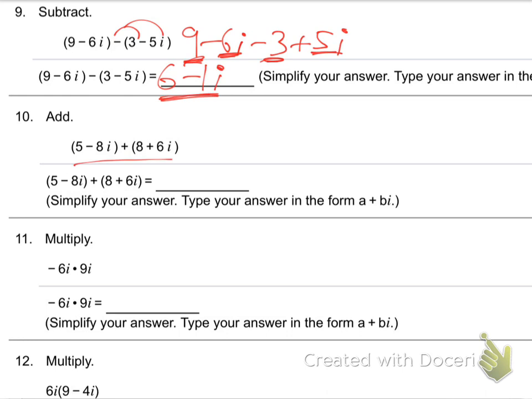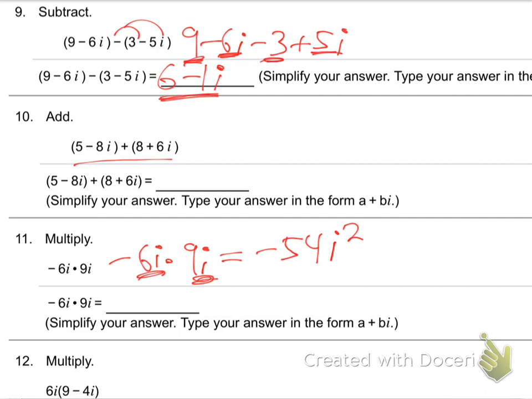The next one's simple. Just add those up. I'll skip that. Let's come down here to number 11. Minus 6i times 9i. How do you do it? Well, minus 6 times 9 is minus 54, and i times i is i squared.